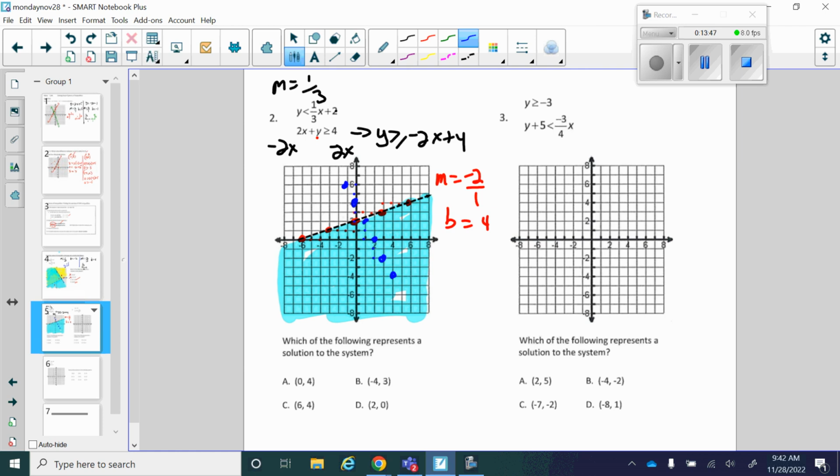Now this is an equal sign, so I will have a solid line. And I connect my dots. Good. Now, again, I'm going to be shading above the line. Shade above the line.